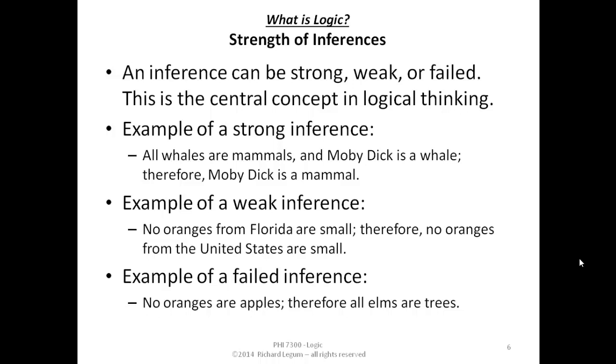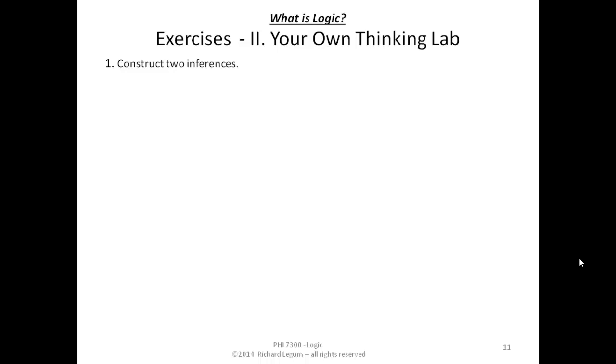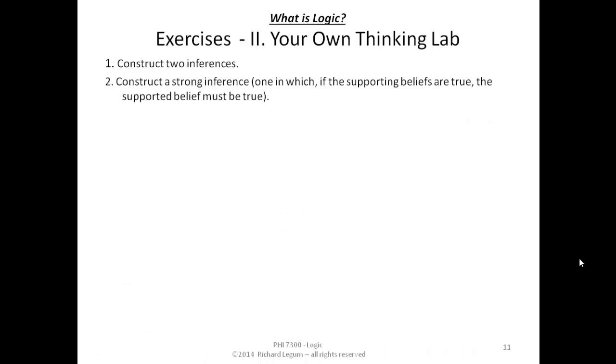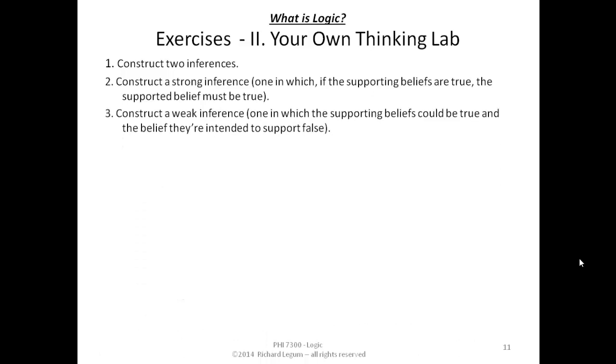Okay, with that, let's now turn to some of the exercises on page 7, part 2. I'd like you to spend a minute and answer the first three questions here. First, construct two inferences. Don't copy ones that you've seen. Make up your own. Then construct a strong inference, one in which, if the supporting beliefs are true, then the supported belief must be true, like the one we used in the example. And do number 3 also.